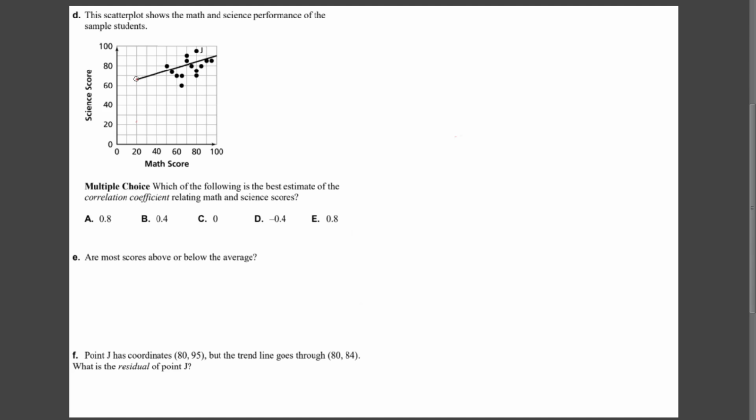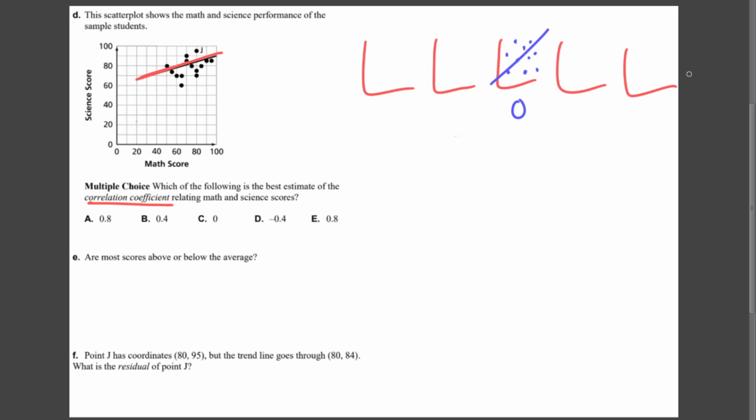Once they had all the dots in there, they created a trend line that goes through it. Multiple choice. Which of the following is the best estimate of the correlation coefficient relating math and science scores? As a reminder for you, correlation coefficient talks about how close the data is in a graph. Cool? So if you have a correlation coefficient of 0, there is no pattern whatsoever. The dots are completely scattered everywhere, and it is impossible to draw a good line through it.